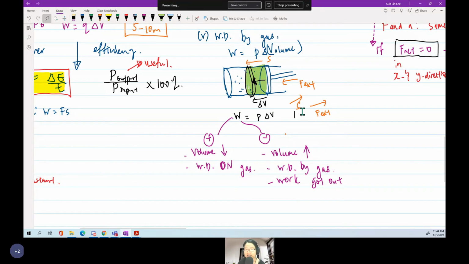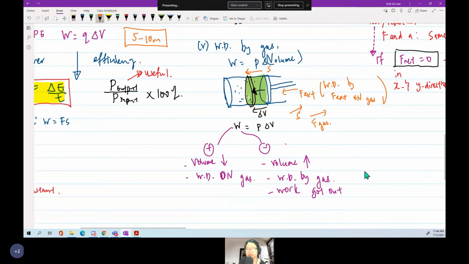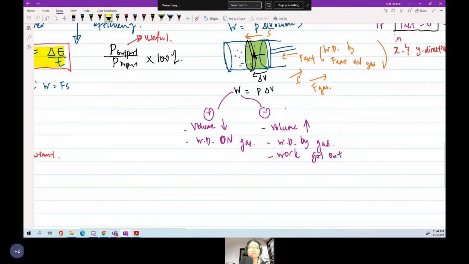Whether it's external force or the gas, the direction of force is still the same. So let's say it's the force of the gas. If you think about external force pushing the piston in, this is work done by external force on the gas. Hence, on the gas. And then let's say the second scenario.